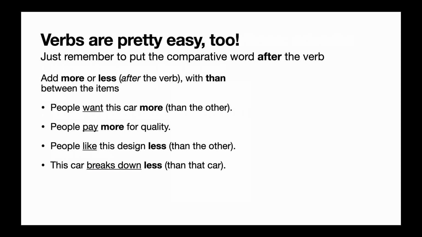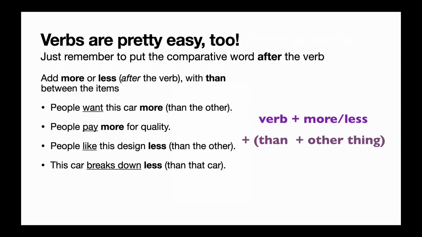Okay, next we have verbs, and verbs are pretty easy too. You just remember to put the comparative word after the verb. So if we're saying people want this car, you would say people want this car more. And again, you would put than the other, using the word than. Or people pay more for quality. Or people like this design less. Or this car breaks down less. Right? So all you have to do is put more or less after the verb that you're trying to compare.